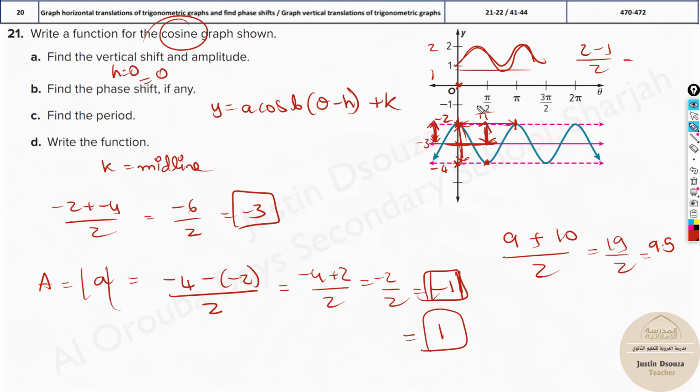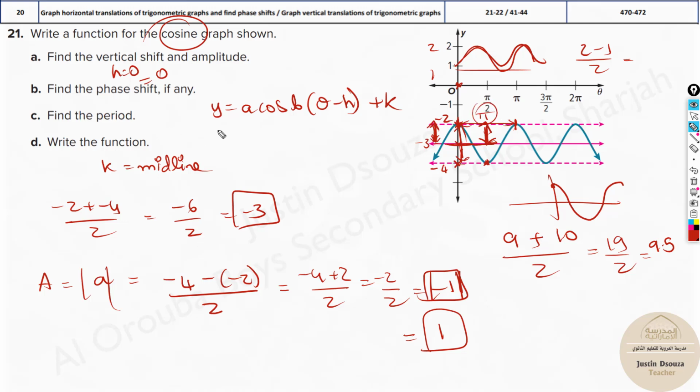h is equal to 0. Why? Because the cosine function naturally starts from the maximum and then comes over here, then goes down like this. And it is starting the same way, so it's fine. What is the period? Period is where it repeats. I've already written it, it's pi.